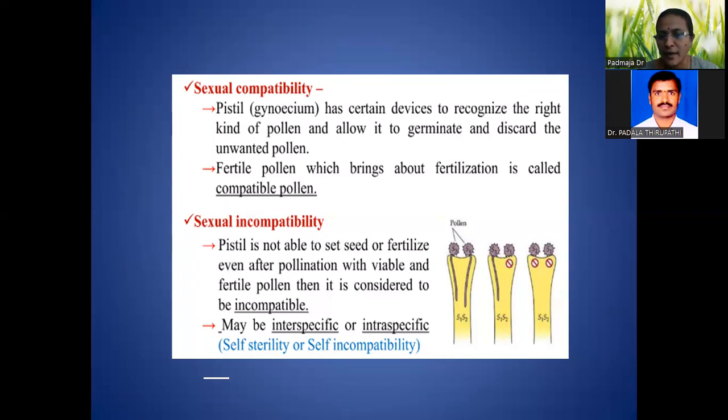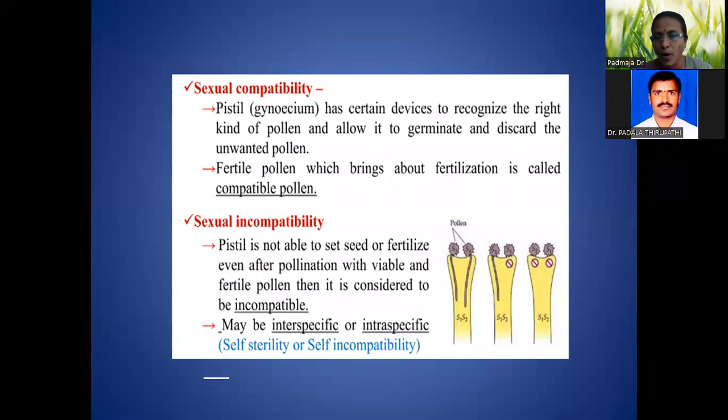And for sexual incompatibility, the pistil is not able to set seed or fertilize even after pollination with viable and fertile pollen, and then it is considered incompatible. That means even if the pollen is formed and the pollen tube is formed, it is not forming the seed. So it may be interspecific or intraspecific, self-sterility or self-incompatibility.